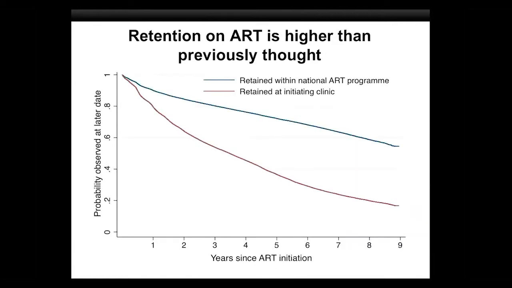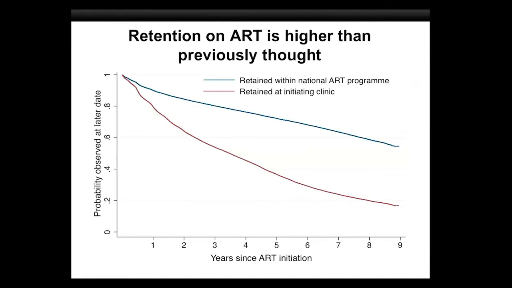One of the benefits of what we're able to do here is that we can follow patients as they proceed through the ART program. So the red line here shows the proportion who are retained at their initiating clinic where they started treatment. And this falls off quite precipitously, and is a pretty bad news story, frankly, that has colored a lot of the discussion around retention and care.